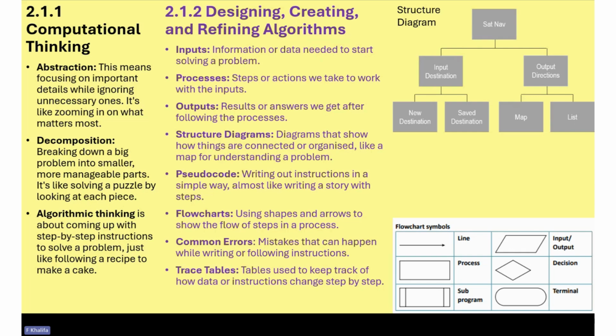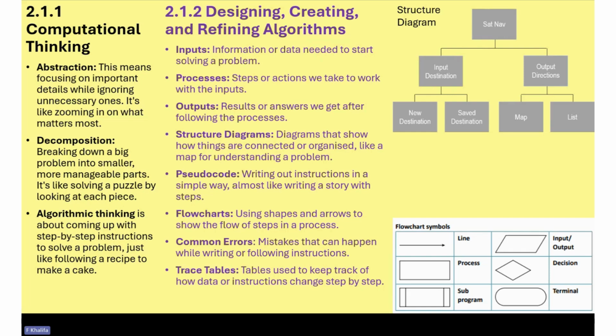Structure diagrams show how things are connected or organized, like a map for understanding a problem. On the right, you can see an example of a structure diagram. You've got a sat nav with an input destination, and you see new destination or saved destination. And for output direction, we can see a map or a list view. You've got pseudocode, writing out instructions in a simple way, almost like writing a story with text. With pseudocode, it's very important that you write your pseudocode in a logical, sequential way that makes sense.